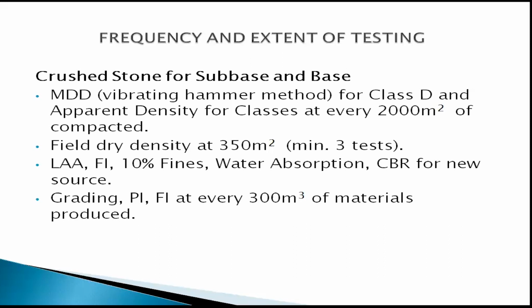So the MDD that we obtain will be the value that we have to use to control the field compaction. So field dry density should be determined at every 350 meters squared with a minimum of 3 test points within the area. We need to also determine the LA, the flakiness index, the 10% fines, water absorption, CBR for new source, and grading, PI and flakiness index at every 300 meter cube of materials produced.